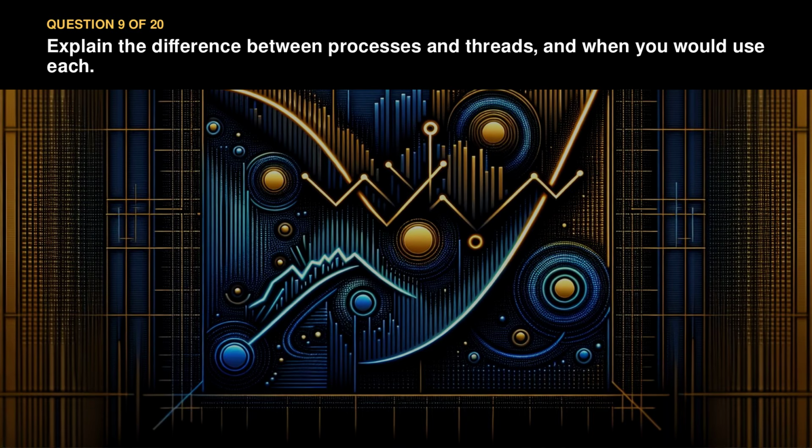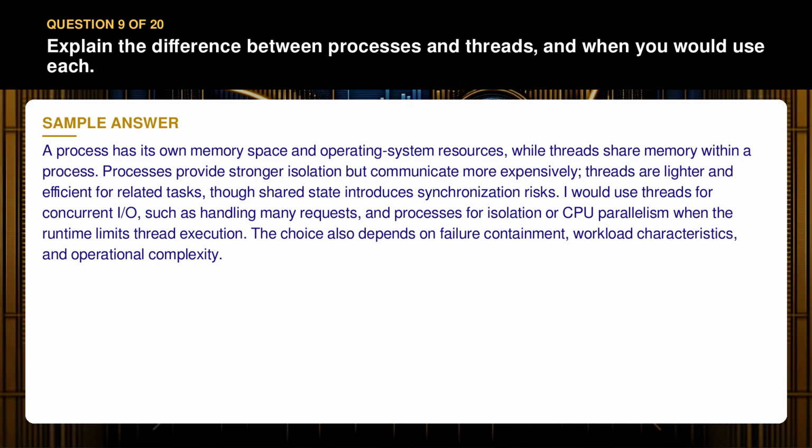Question 9. Explain the difference between processes and threads, and when you would use each. A process has its own memory space and operating system resources, while threads share memory within a process. Processes provide stronger isolation but communicate more expensively. Threads are lighter and efficient for related tasks, though shared state introduces synchronization risks.